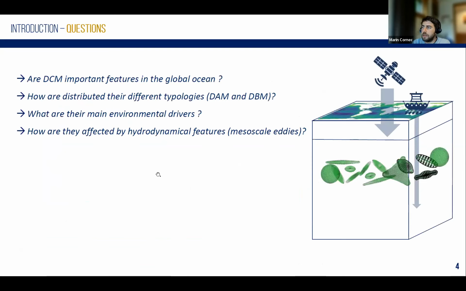So the main questions of this study are: describe the DCM occurrence in the global ocean, their seasonality, and their main characteristics. Also, regarding the distribution of the different typologies, are they deep photoacclimation maxima or deep biomass maxima? Also look at what the main environmental drivers are that lead to their presence and maintenance, and how hydrodynamical features such as mesoscale eddies, which are ubiquitous in the global ocean, can impact these features.